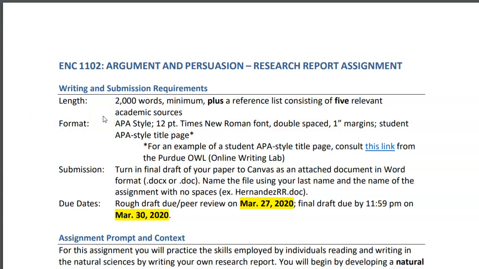In terms of length, this is going to be at least 2,000 words, and then you're going to need a reference list consisting of 5 relevant academic sources. If you remember, for the research proposal, we asked you to include 2 scholarly sources, right? So hopefully you've continued to do that research so that you have all 5. If you have all 5 already, that's great, right? In terms of format, it's going to be APA again. And then in terms of due dates, we have pushed things back a little bit considering the situation. So now your rough draft will be due and the peer review will happen electronically this Friday the 27th, and then the final draft will be due on Monday the 30th.